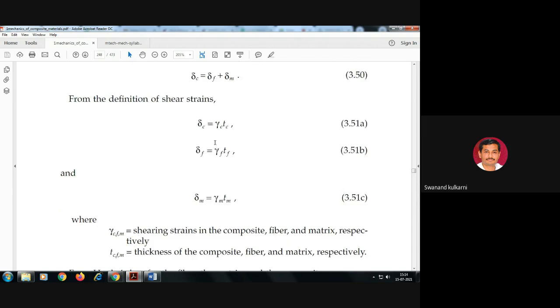Then shear strain is nothing but the ratio which we are going to calculate. We are calculating shear strain for the composite material, that is, the shear deformation to the shear thickness. Like this we are considering here, and with reference to those considerations, delta C is equal to gamma C TC, where gamma represents the shear strain. Gamma C represents shear strain for the composite material, gamma F represents shear strain in the fiber, and gamma M represents shear strain in the matrix material.